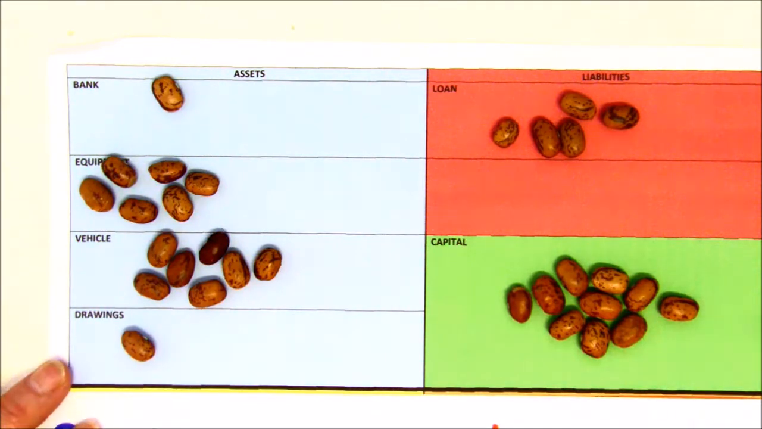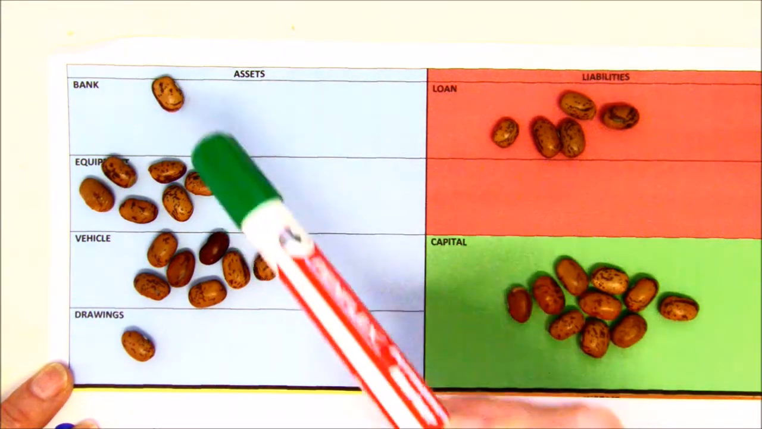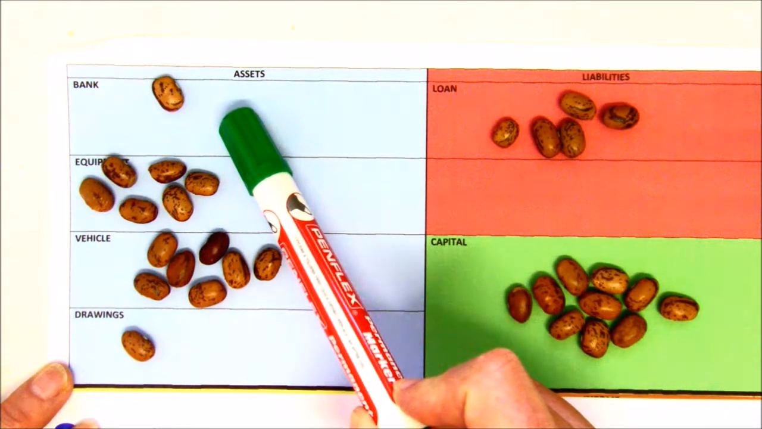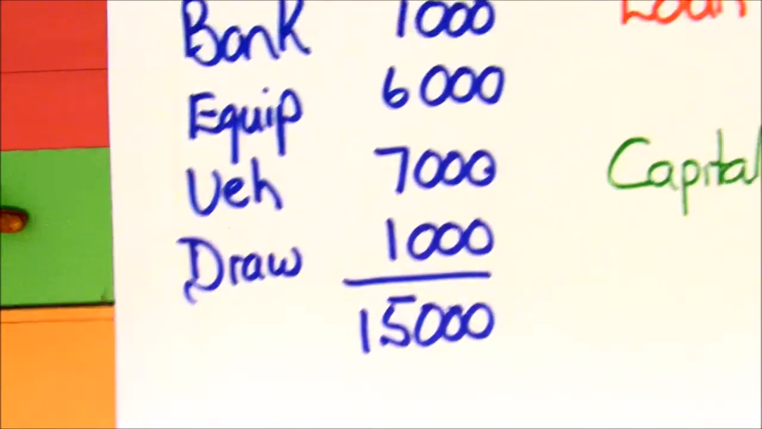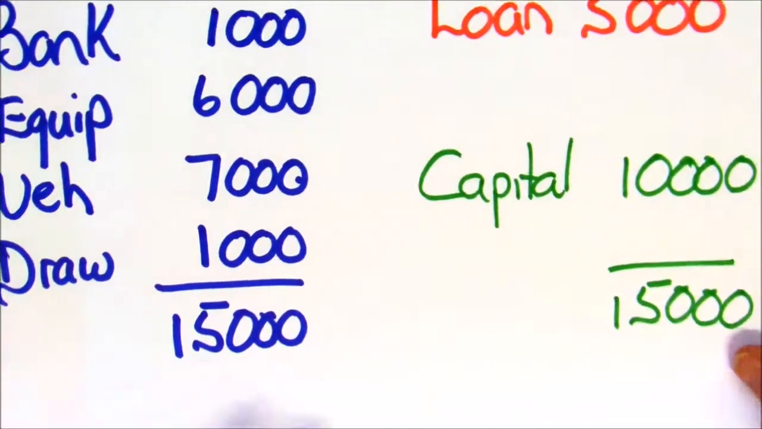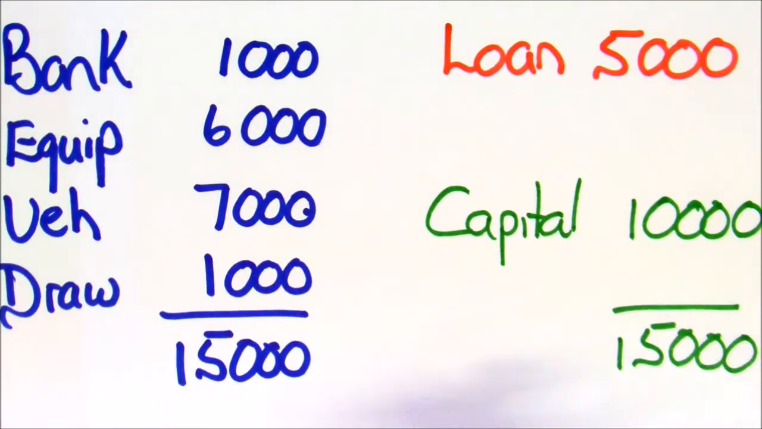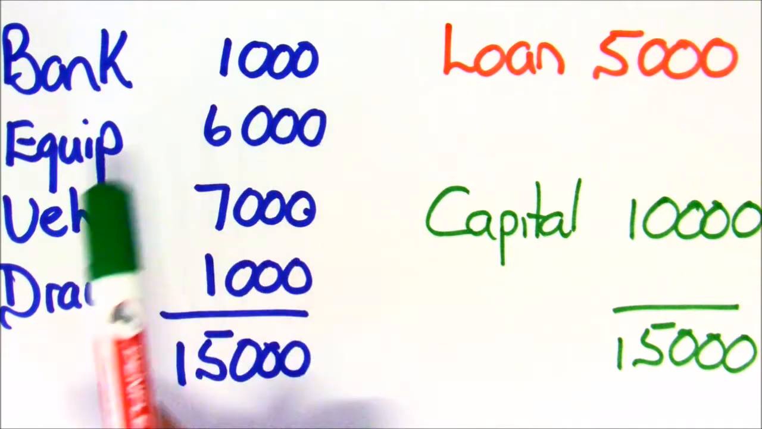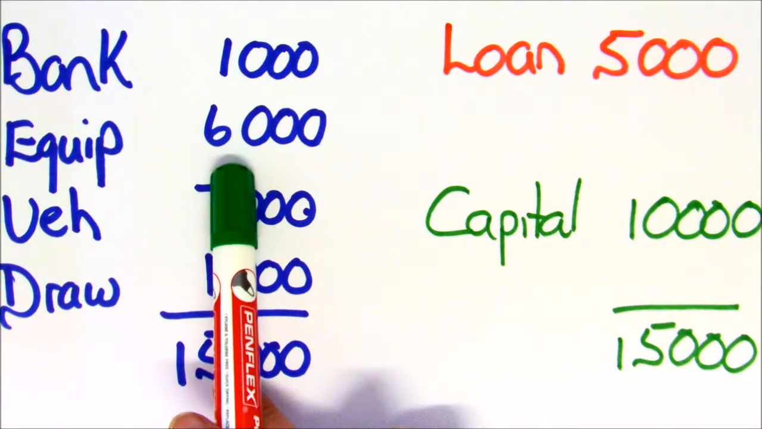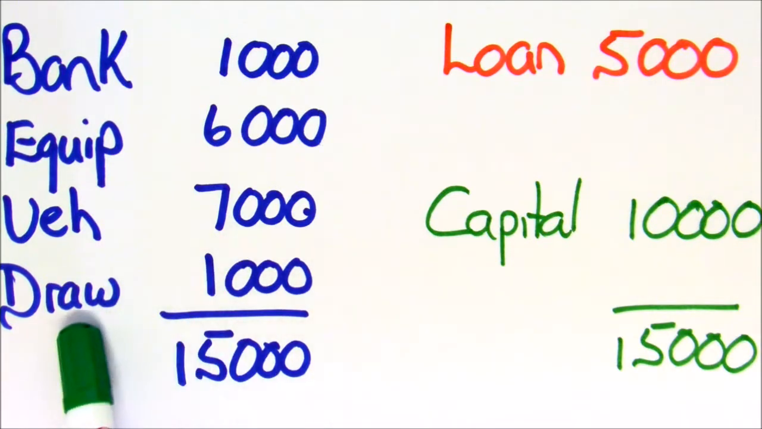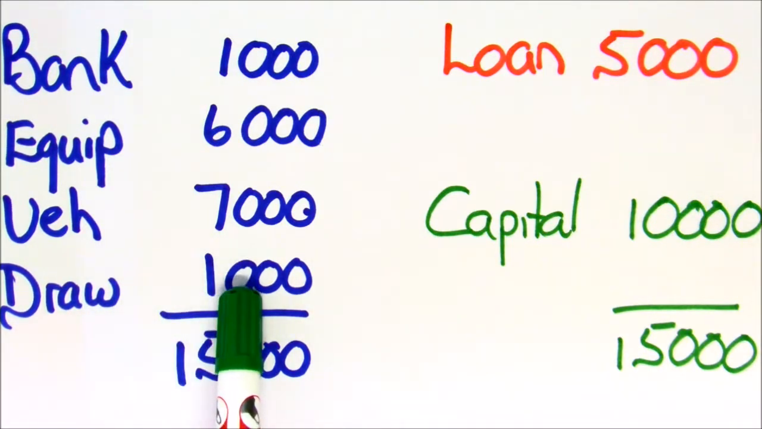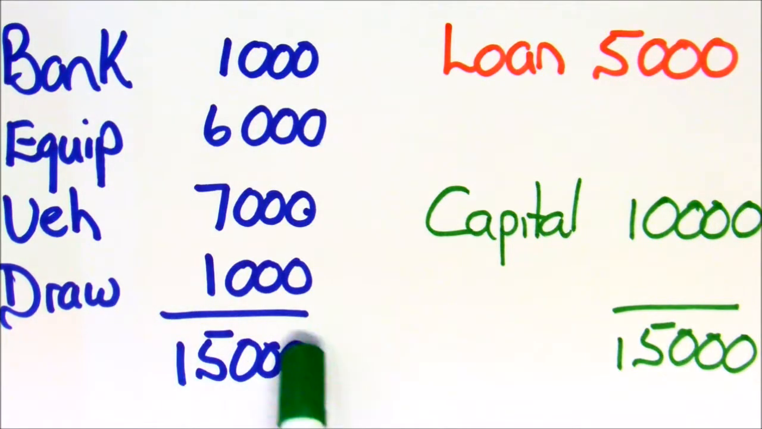Right, so now let's take this one step further. Let's count up these beans and use figures instead. So in your bank, you've got 1,000. So I'm counting those figures, and I'm going to bring in an extra sheet over here and say, right, in my bank, there was 1,000. My equipment, there was 6,000 Rands worth of equipment. Vehicles, there was 7,000. And drawings is 1,000. If I add that up, 15,000.